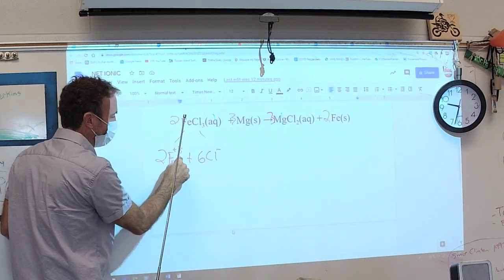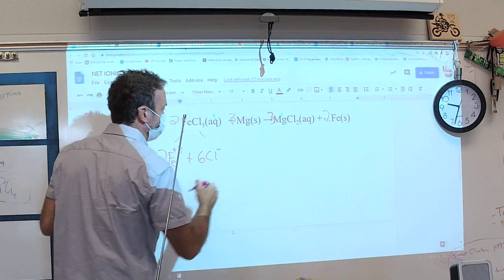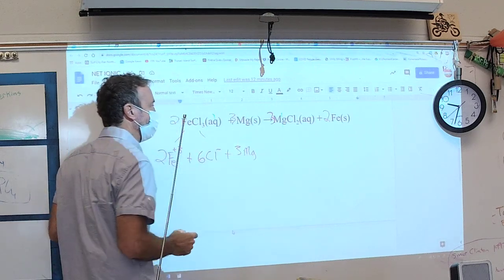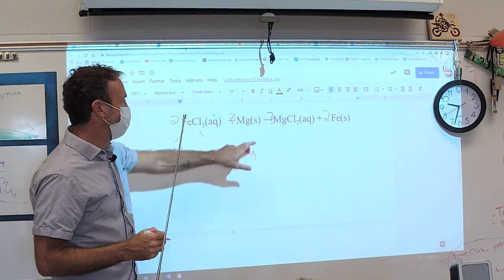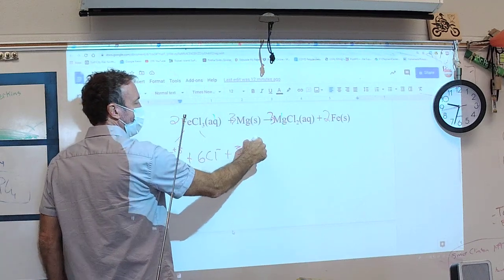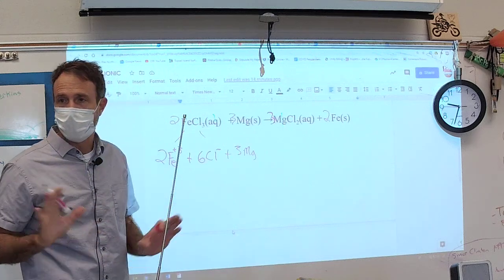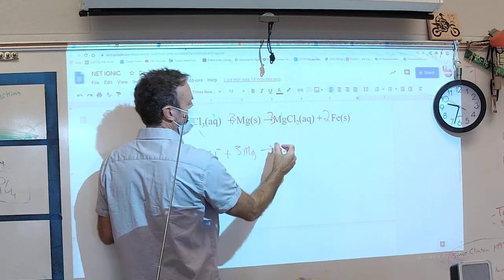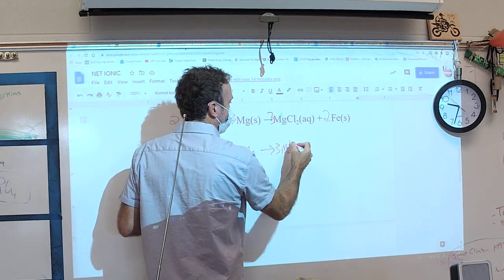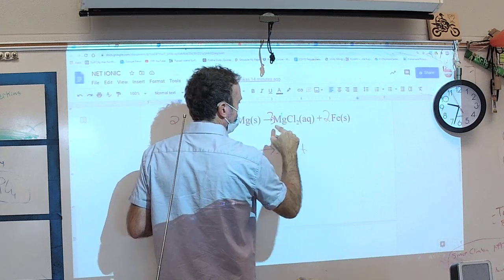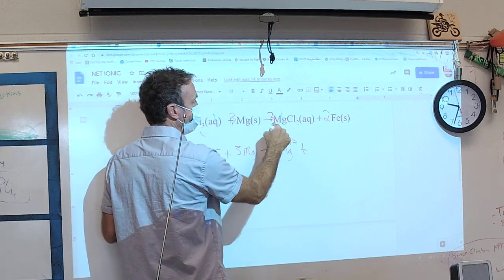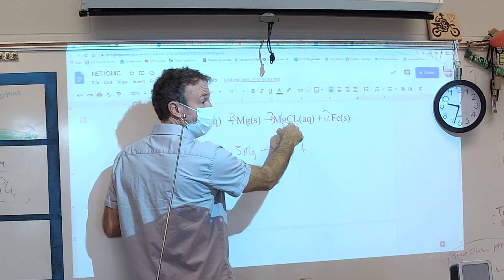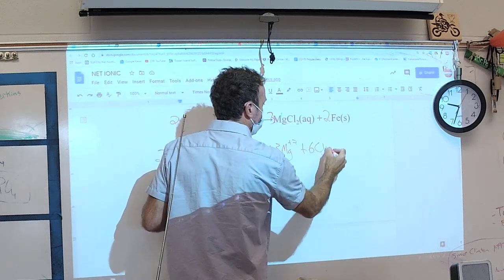So 2 irons with the plus 3 and 6 chlorines with the negative 1, plus 3 magnesiums, okay? And that magnesium is a solid, so you don't have to write a plus 2 on there. If you do write a plus 2, I'm not going to count it off. And then now we have 3 magnesium chloride. We have 3 magnesiums that are plus 2. And how many chlorines are right here? 3 times 2, so 6 chlorines that are negative 1.